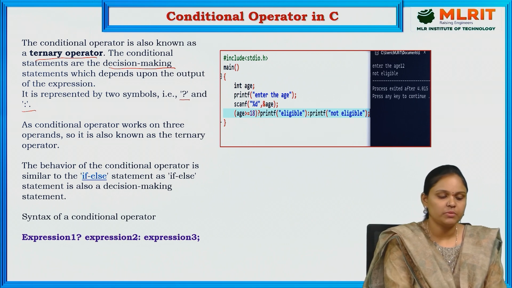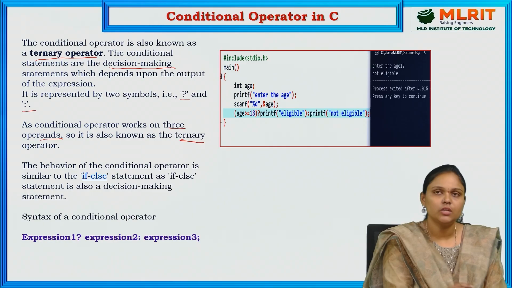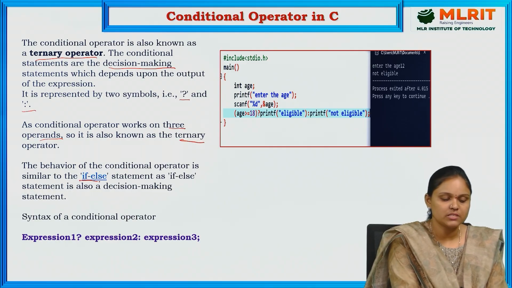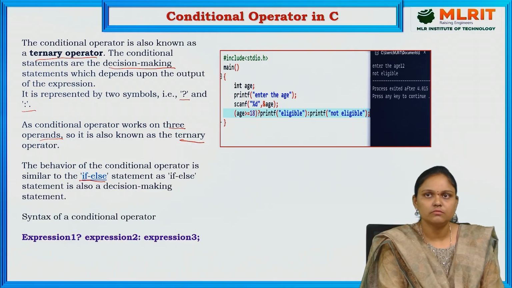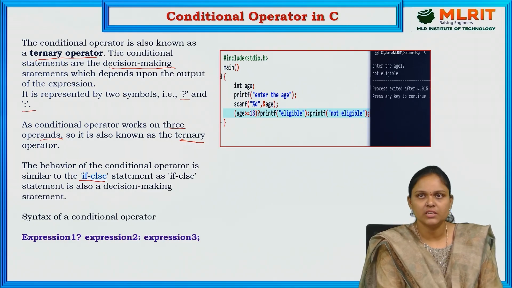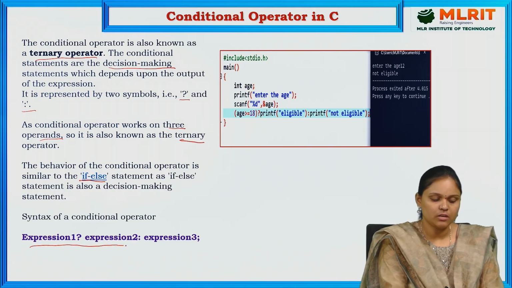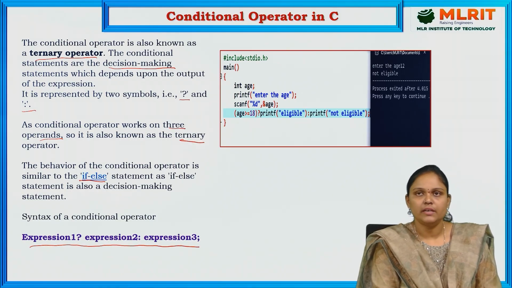A conditional operator works on 3 operands, so it is known as a ternary operator. The behavior of a conditional operator is like an if-else statement. If the decision is true, then the true block will get executed, and if the decision is false, it will come to the false part. The syntax for the conditional operator is expression 1, question mark, expression 2, colon, and expression 3.